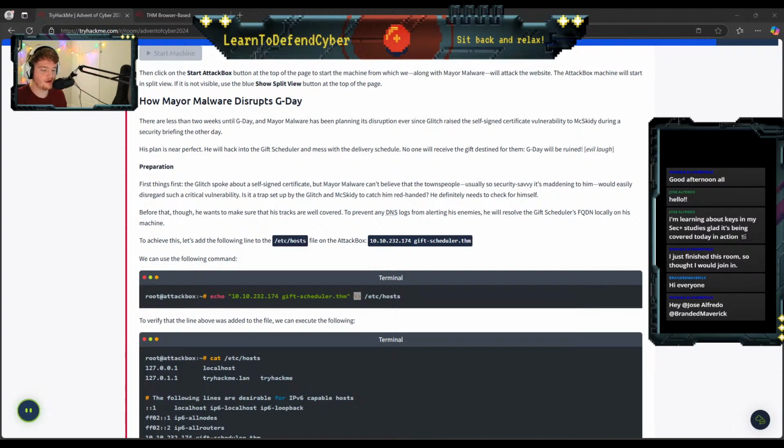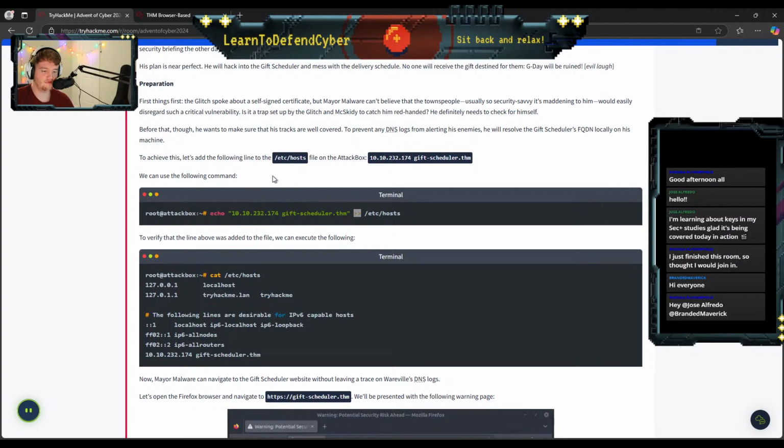Jose says he's learning about keys in Security Plus. It can be a pretty confusing topic. It's harder to understand by just explaining it. If you are able to visualize it or have a visual breakdown of how it works, it's much easier. Rhonda just finished the room, figured she would join. Awesome, thank you for joining. I hope it's fun. Brendan Maverick, what's going on? Welcome back.